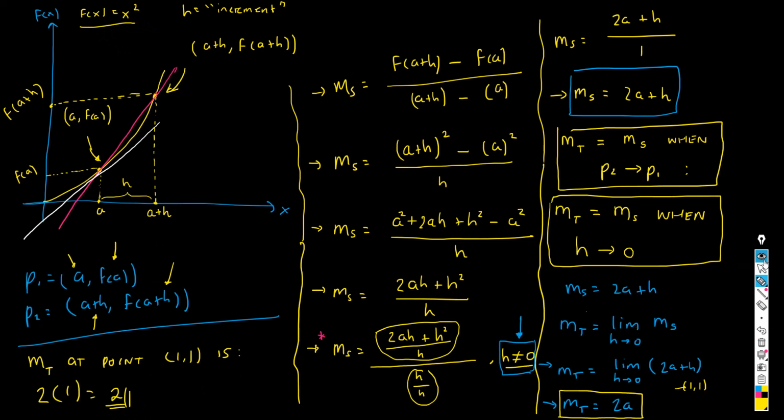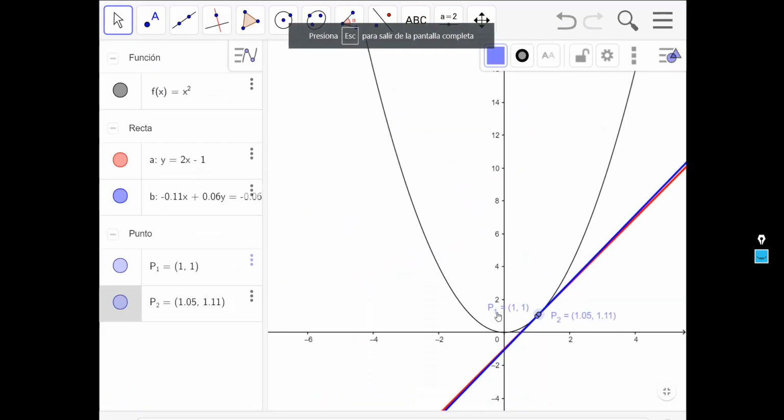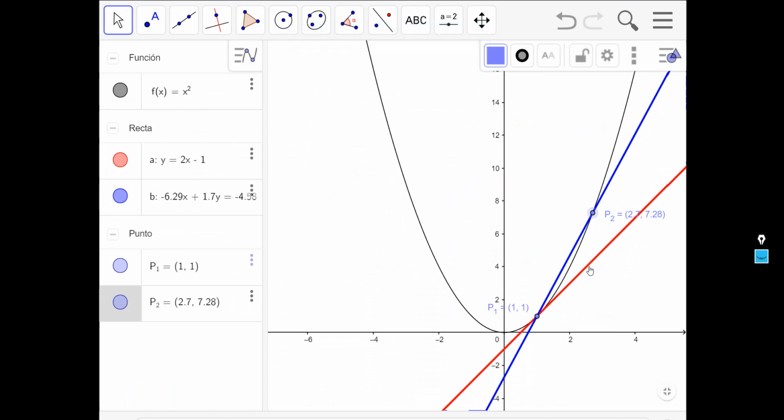So basically, if we go back here, remember this is our tangent line. The slope of this tangent at this particular point, 1, 1, will be the number 2. The slope of this tangent is 2, and we have solved the problem.